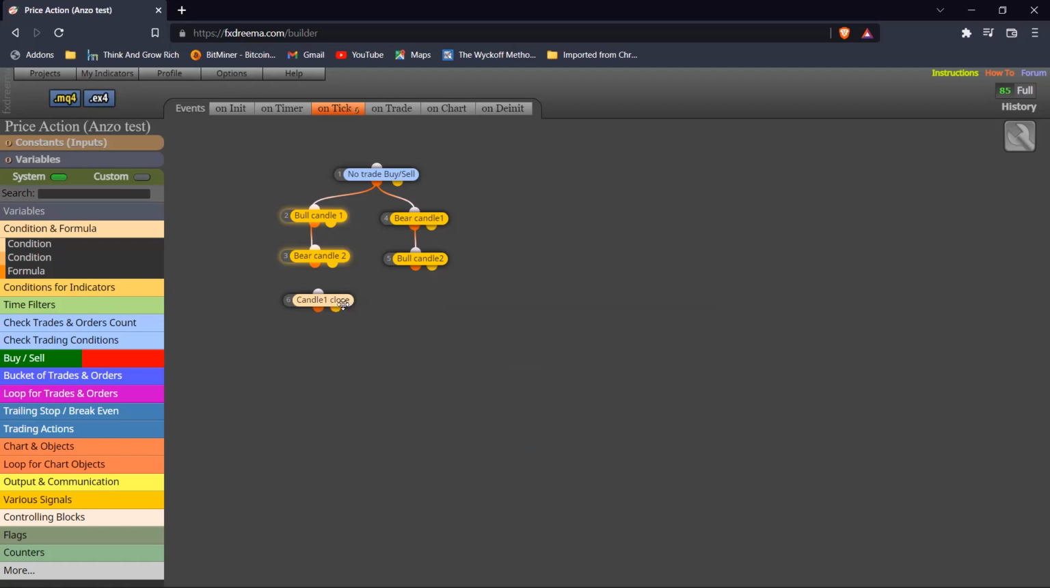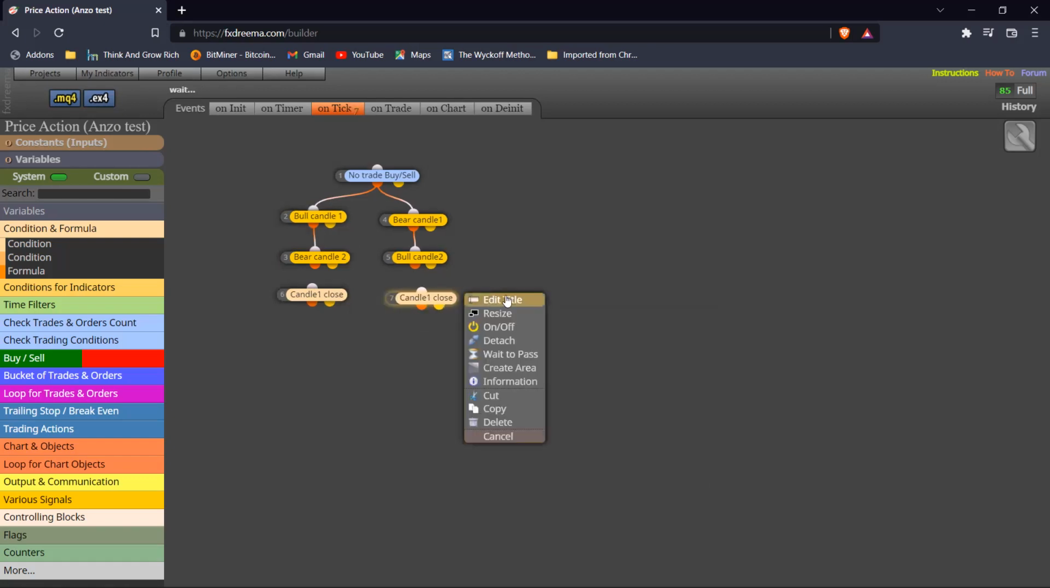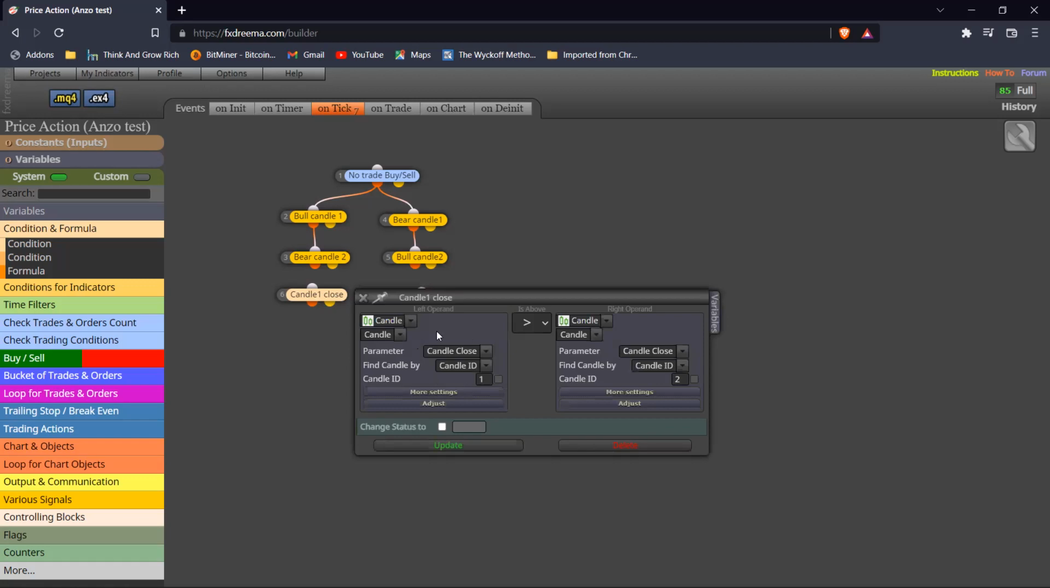Okay. And then we do the same thing. Let's just copy this and use it here, but then modify it a little bit. So remember what we did here, we're comparing the close candle of candle 1, we're trying to see that it is higher than the candle open of candle 2, right? I hope that makes sense.